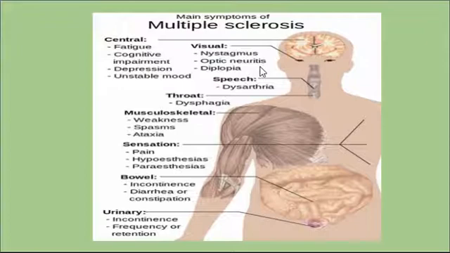Nystagmus, optic neuritis, diplopia, dysarthria, trouble with the speech, like I seem to be having, cognitive impairment, depression, unstable mood. It affects everything all the way down, the musculoskeletal system, weakness, spasms, ataxia, pain, decrease in sensation, and or paresthesia with tingling and burning sensation. It can lead to bowel incontinence, diarrhea, or constipation. Same thing with the bladder, retention or incontinence.